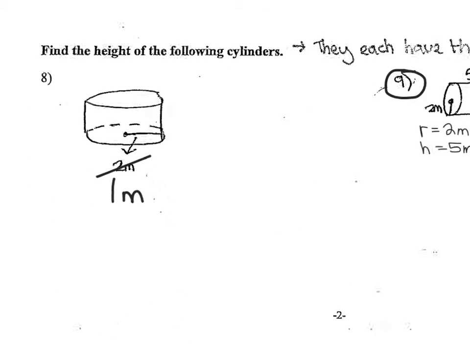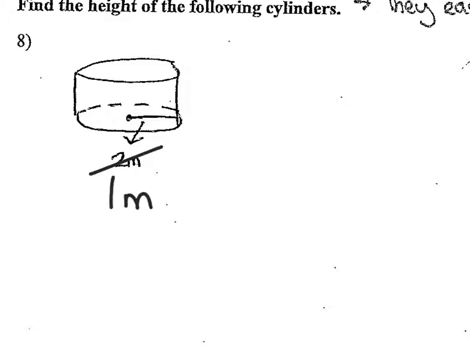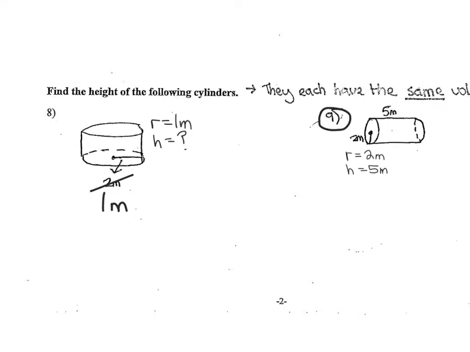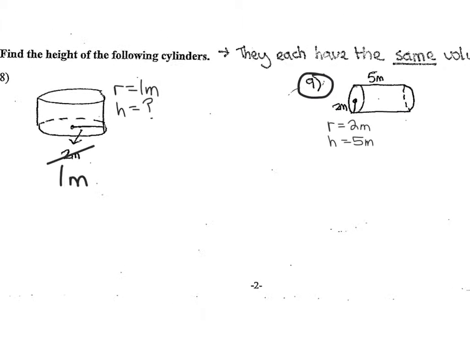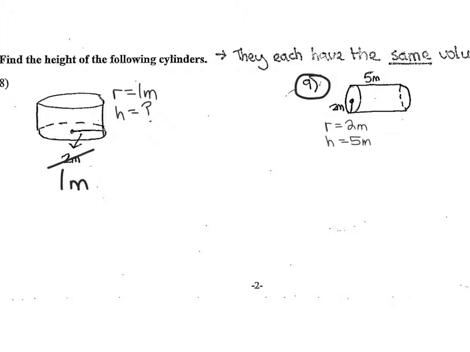Now for number 8, we do know that the radius is 1 meter, but the height we're not so sure about. They actually haven't told us anything about that cylinder's height. So you might think, okay, well, how in the world can we do this? Well, the key is knowing that each of the cylinders have the same volume. So I'm going to write a formula to help me come up with the height of that one cylinder.